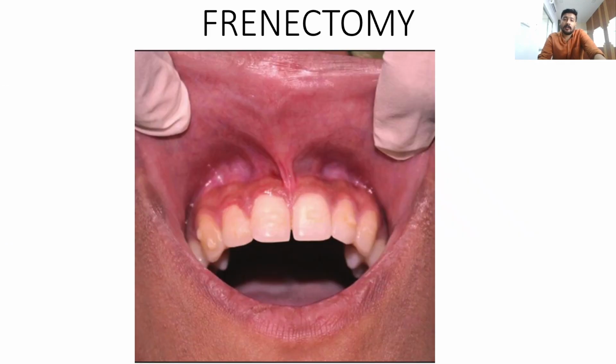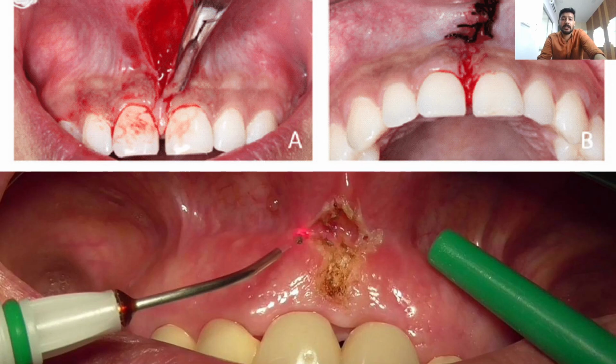Next would be your frenectomy. Frenectomy is very common. We all know how they are done and why they are done. A high frenal attachment would lead to a midline diastema, and the removal of this frenum during orthodontic treatment is mandatory to achieve stability of the orthodontic treatment. So, frenectomy, a very common procedure.